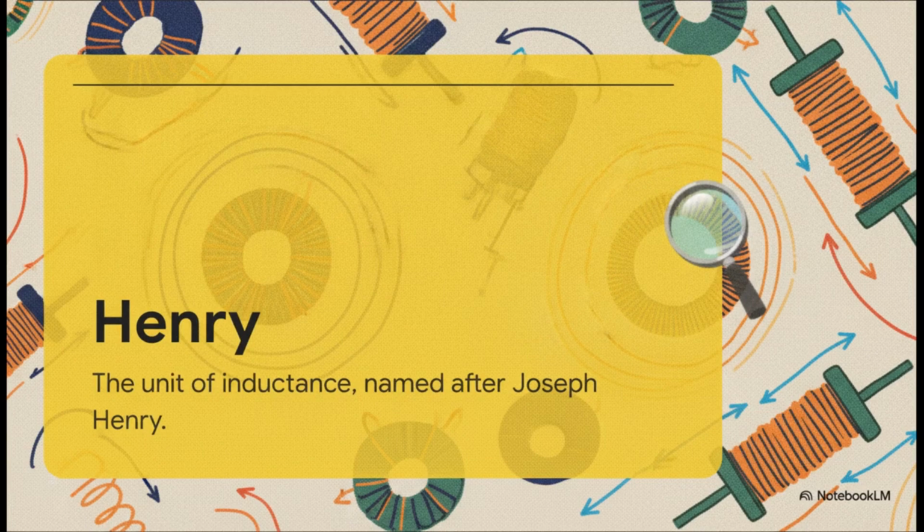Now, when you see real macro photos of a modern inductor, it's pretty unmistakable. You can clearly see these tightly wrapped copper coils wound around a core. When current flows through those coils, it generates a magnetic field. But the real magic here is that the inductor pushes back and actively resists any sudden changes in that current.